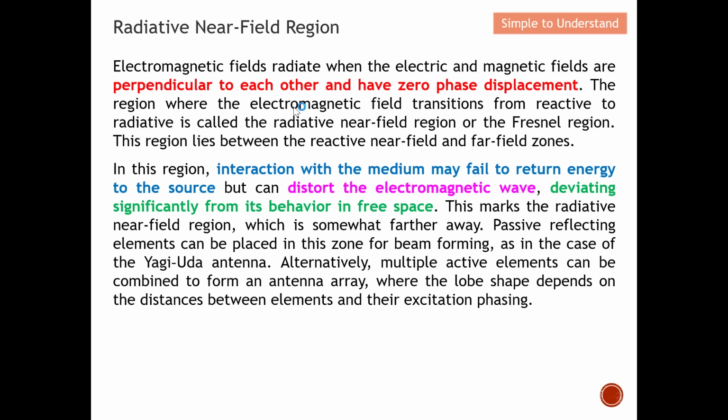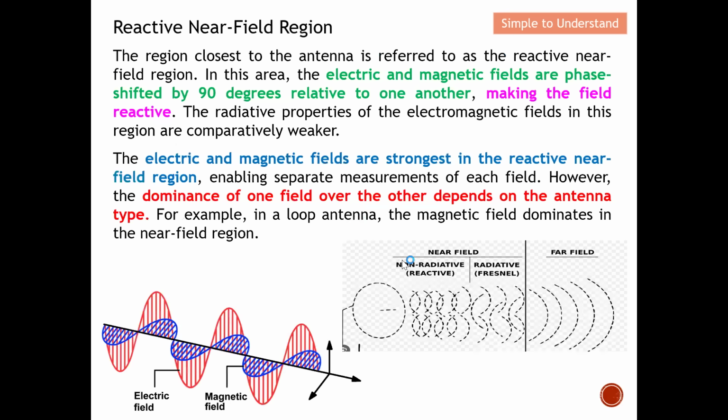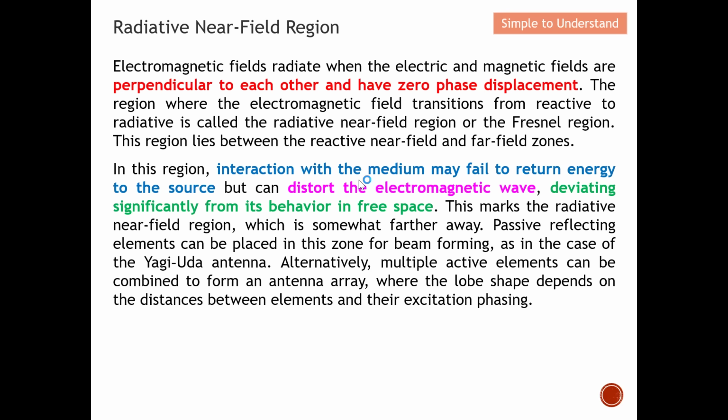The region where the electromagnetic field transitions from reactive to radiative is called the radiative near field region, or the Fresnel region. This region lies between the reactive near field and the far field zone. It makes sense: this part is on the extreme left, as you can see from here. This zone is in between the reactive near field and the far field.